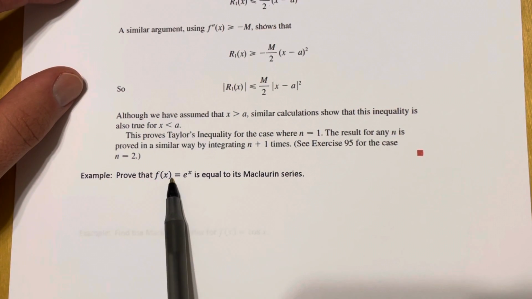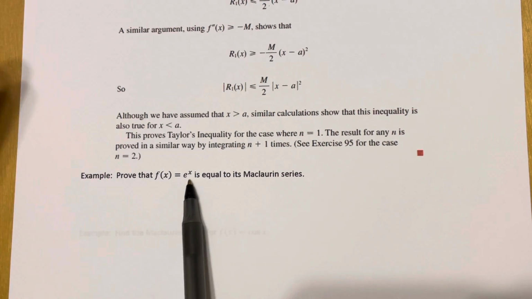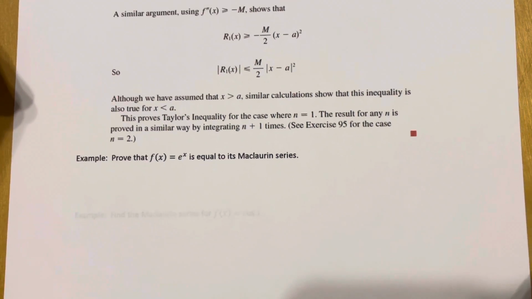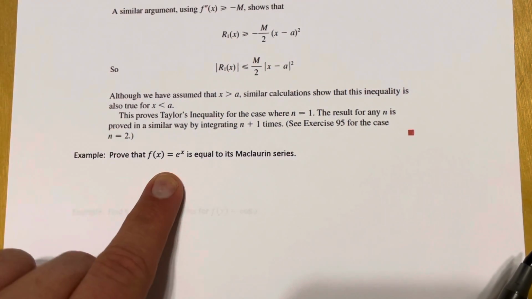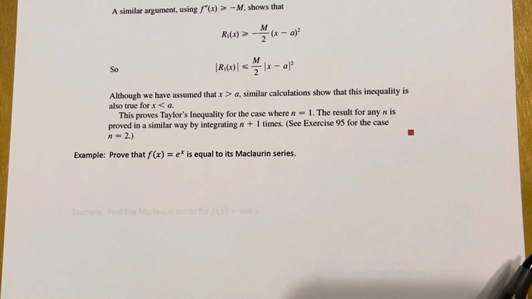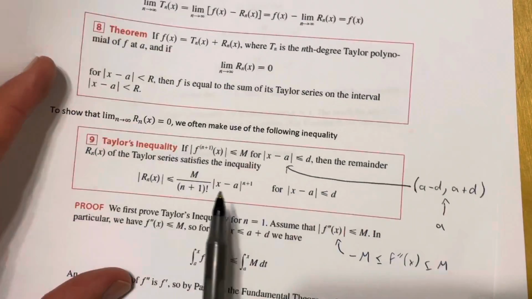We already showed what the Taylor series or the Maclaurin series for e to the x is, but what we have not shown is that e to the x actually equals its Maclaurin series. So to do that, we need to show that the remainder term for the Maclaurin series for this function goes to 0 as n goes to infinity. Okay, and the trick is going to be to use Taylor's inequality. So let's return to Taylor's inequality for a second and see what it is that we actually need.